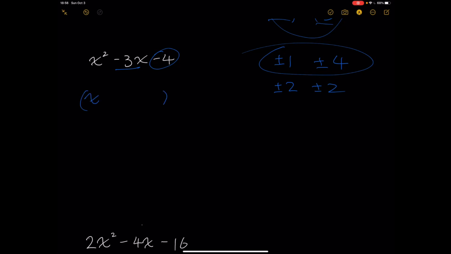As usual, we set up our bracket with the x. And now we see, so negative 3. The only way to get that is positive 1 minus 4. If it is a negative 1 and positive 4, that will result in a positive 3x. So now if we just multiply this out, we should get the same result as x squared minus 3x minus 4.